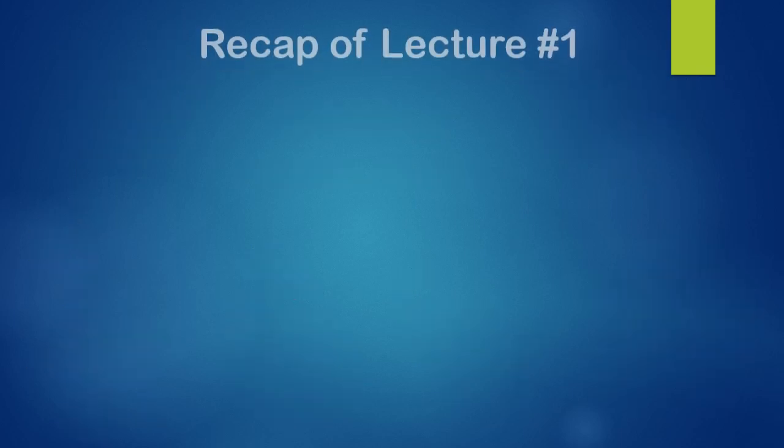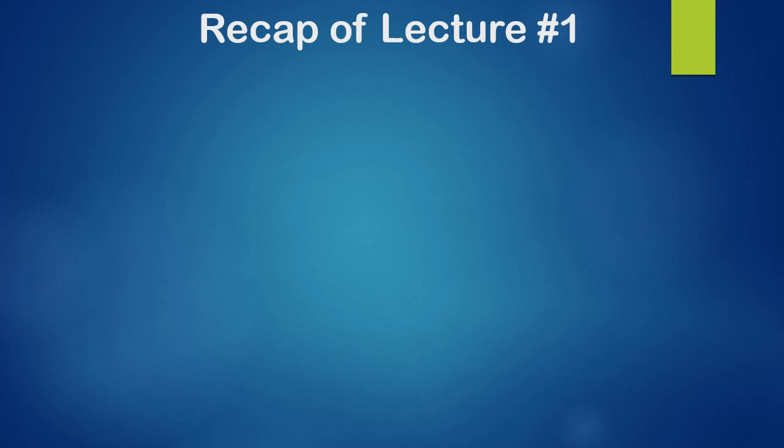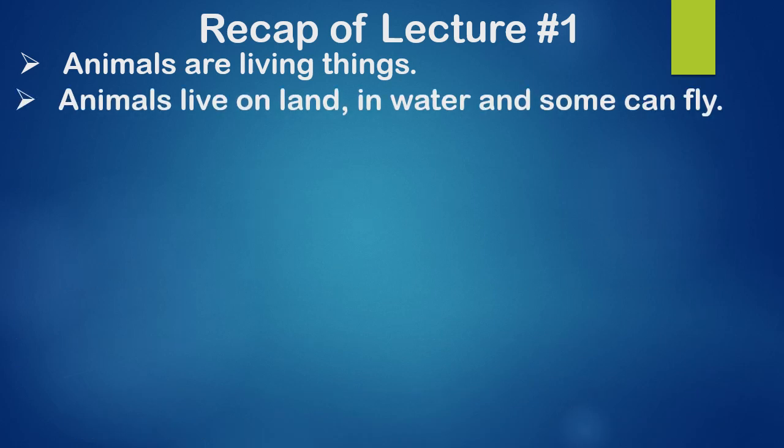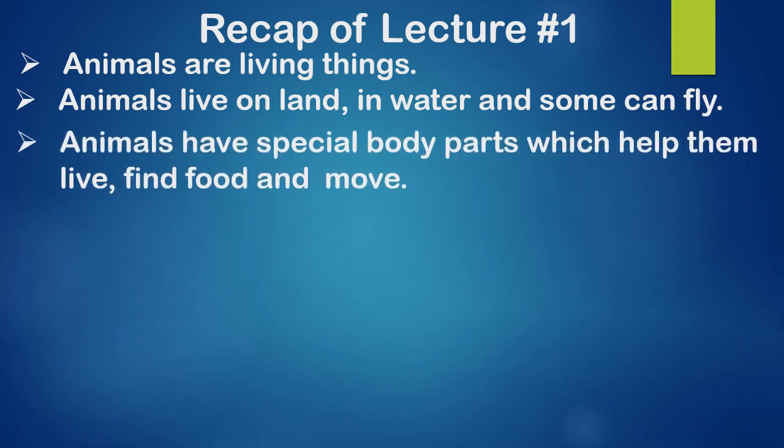Dear students, let's have a quick recap of lecture number 1. We have read that animals are living things. Animals live on land, in water, and some can fly. It includes both birds and insects. Animals have special body parts which help them live, find food, and move.